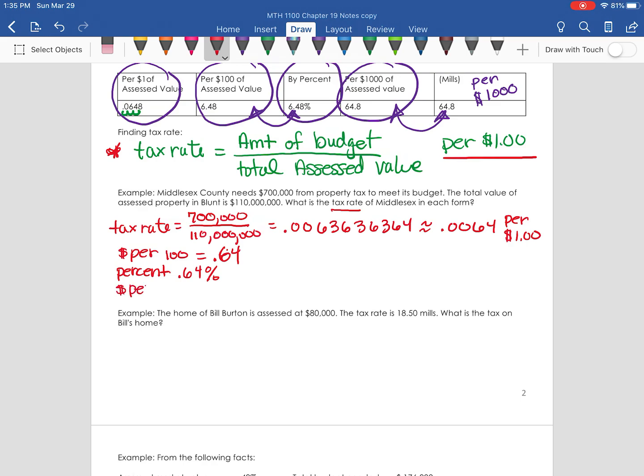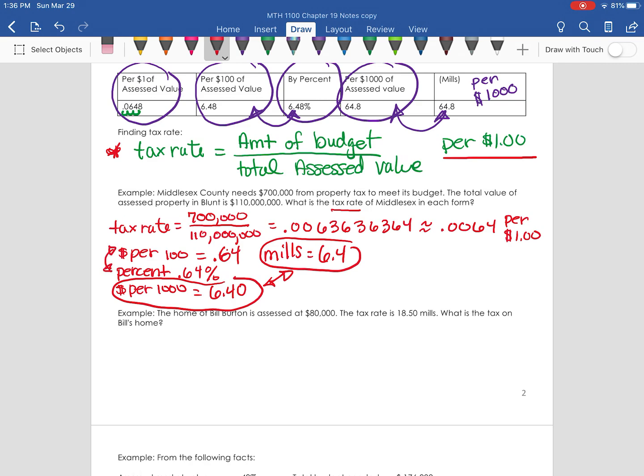And then for per 1,000, we take the per dollar and move it over 3 places. So that's going to be 6.4. So that means for every 1,000 of the assessed value, this person will pay $6.40 for taxes. And then in mills, remember mills and per 1,000 will always be the same as well, because mills means per 1,000. So these will always be the same, and per 100 and percent will always be the same.